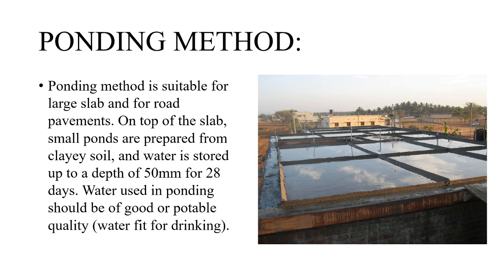Then ponding method. Ponding method is suitable for large slabs and for road pavement. On top of the slab, small ponds are prepared from clay soil and water is stored up to a depth of 50 mm for 28 days. Water used in ponding should be of good quality. That means it should be potable, that is, fit for drinking.